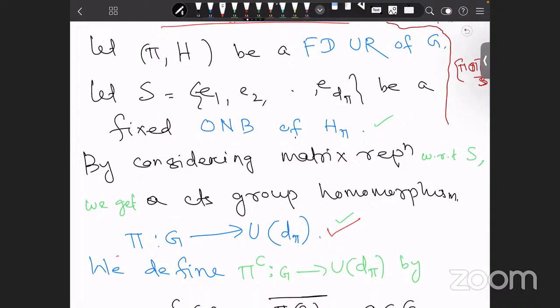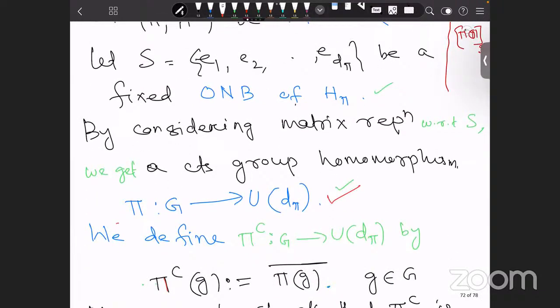So we define a new representation π^c. We define a new map π^c from G to U(d_π) by π^c(g) equal to the complex conjugate of π(g).